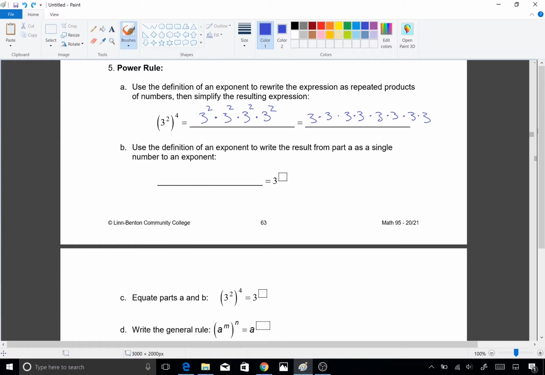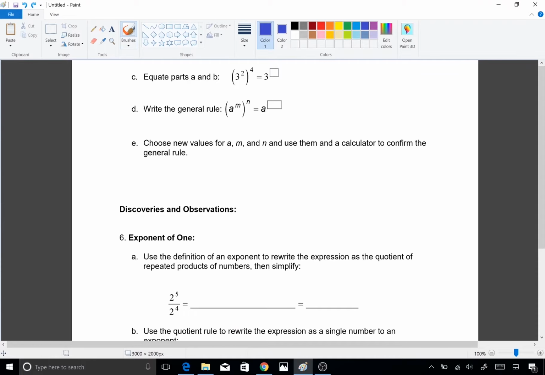Using the definition of an exponent, that gives us 3 times 3 times 3 times 3 times 3 times 3 times 3 times 3 equals 3 to the 8th. We equate the two. 3 squared to the fourth equals 3 to the 8th. And our general rule will be a to the m to the nth is a to the m times n. When you raise an exponent to another power, you multiply the exponents together.